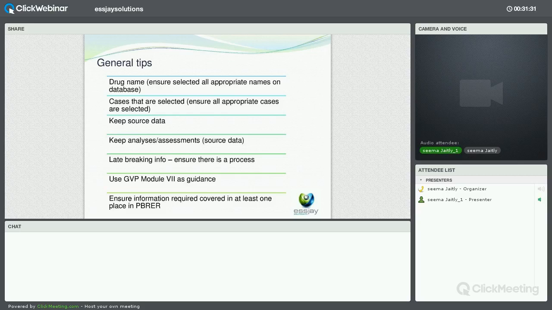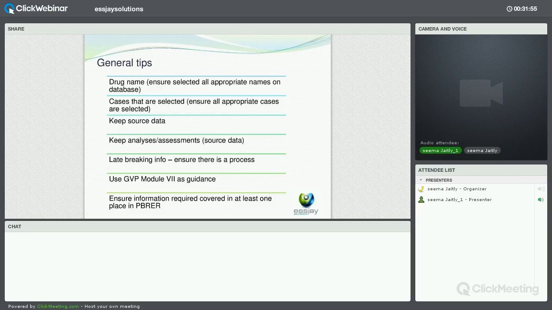Module 7 is good as guidance. I think it's quite good to use that to help you write the document overall. And I think duplication is another issue. Certainly the feedback is that they want detailed information covered in one area, but use it to cross-refer to other areas.